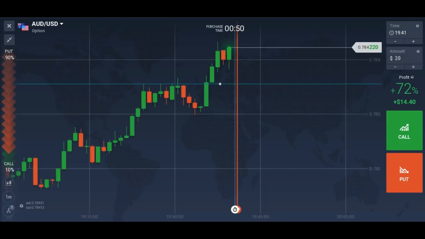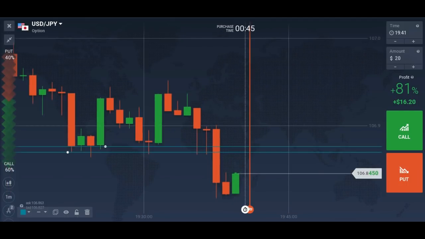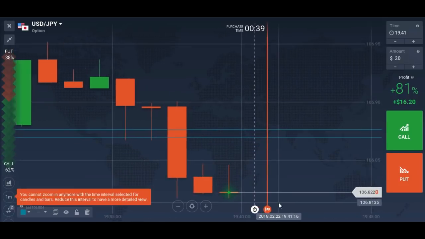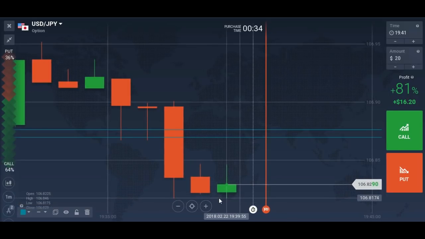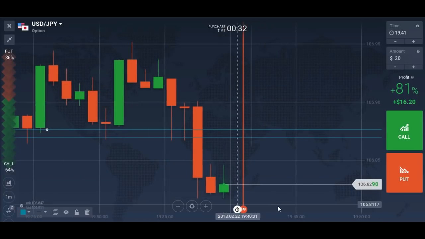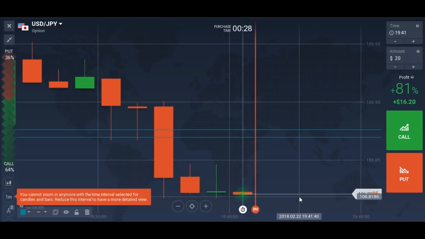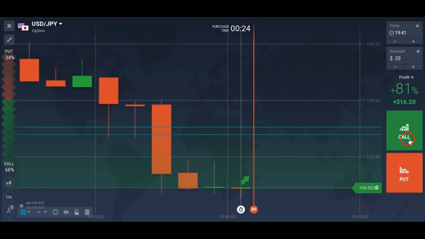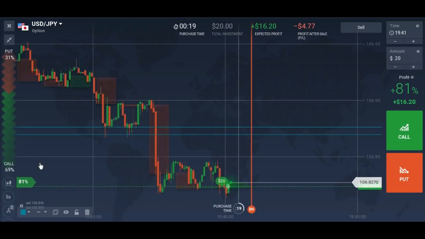Moving upward. Okay. I think we have a trade here. Yes, we do have a trade here. So, yes, we have a trade here. Let me get a rejection. Yes, this is the rejection. Let me show you the rejection first, then we'll explain why I placed this trade.